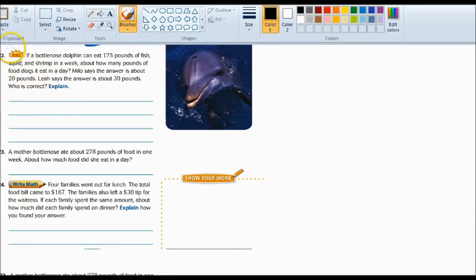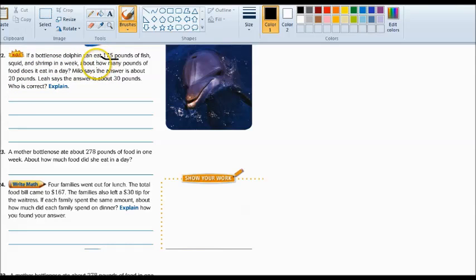Now let's just take a quick look at this. It says it's a hot scale, but I think we can do it. It's talking about dolphins here. And let's read that together. If a bottlenose dolphin can eat 175 pounds of fish, squid, and shrimp in a week, how many pounds of food does it eat in a day?